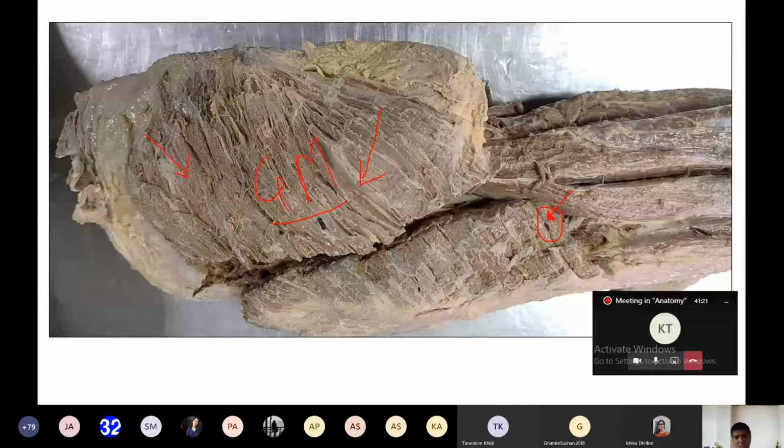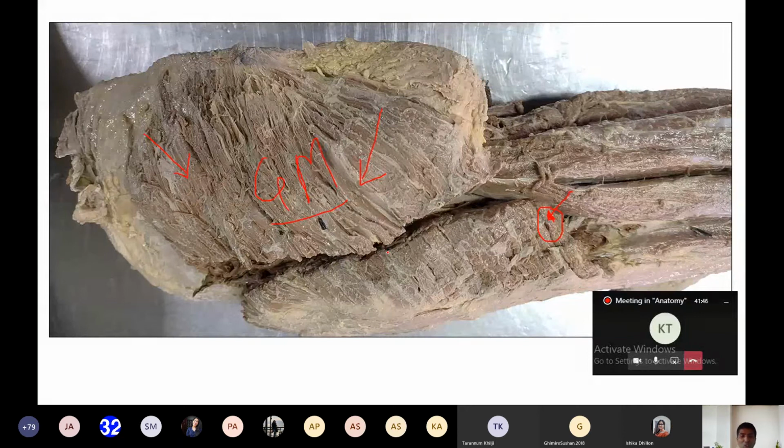What you have to read about the gluteus maximus for the theory questions are its attachments. You have to prepare. It has many attachments: origin many, insertion two. You read this. Nerve supply you have to read, its action you have to read. This is one of the strongest extensor muscles of the hip joint. This important point I am telling you, remember this point.